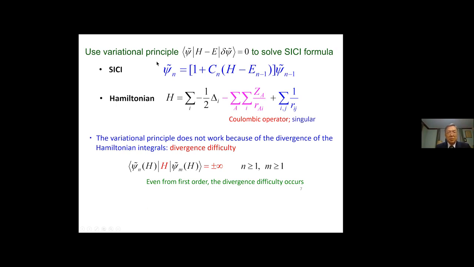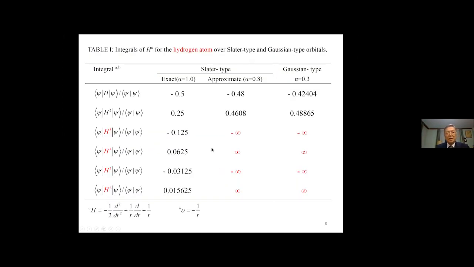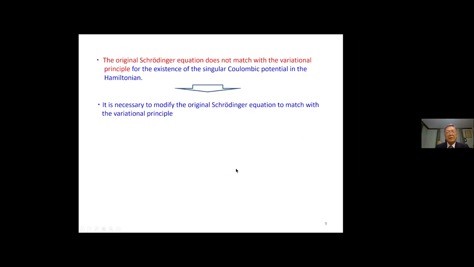So we want to use the variational principle to solve the simplest ICI formula. Namely, we put this into here, then the variational principle does not work because of the divergence difficulty. Namely, this integral is fine from the beginning, but this integral diverges. For example, even for the hydrogen atom, that problem occurs. For these two, no problem, but this occurs from first order ICI, it diverges. And even from Gaussian orbitals, again it diverges. In such a way, we meet the divergence difficulty.